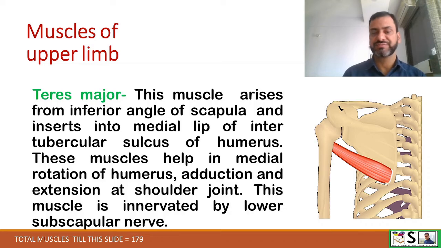Teres major. This muscle arises from the inferior angle of the scapula and inserts into the medial lip of the intertubercular sulcus of the humerus. These muscles help in medial rotation of the humerus, adduction and extension at shoulder joint. This muscle is innervated by lower subscapular nerve.